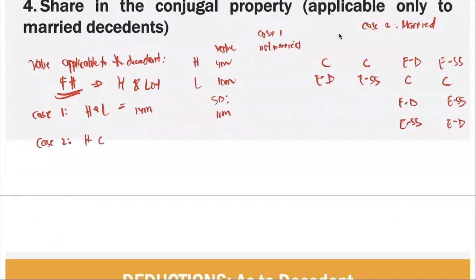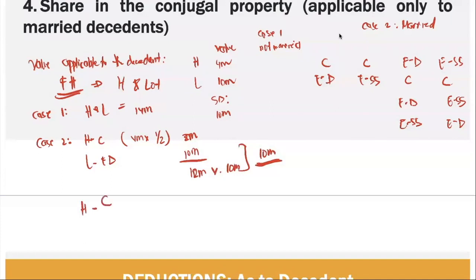The house is considered conjugal, and the lot is considered exclusive of the decedent. Since the house is conjugal, of the 4 million we get only 1/2, so 2 million pesos. For the lot, since it is exclusive of the decedent, we have 10 million. Total is 12 million versus 10 million. Lower is 10 million.